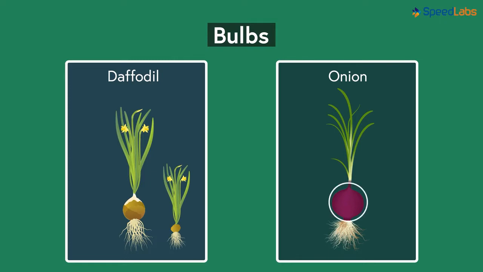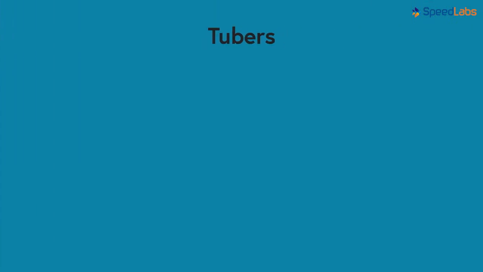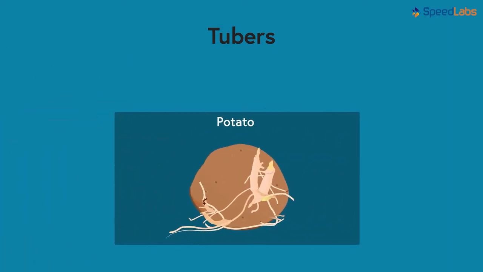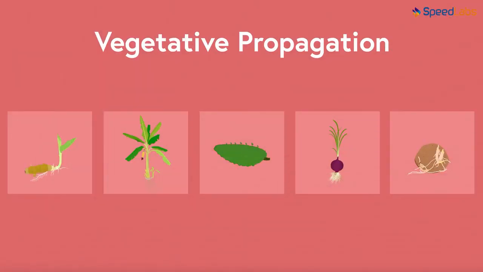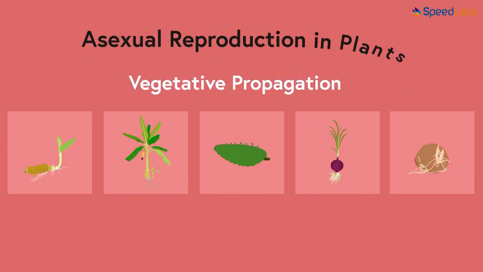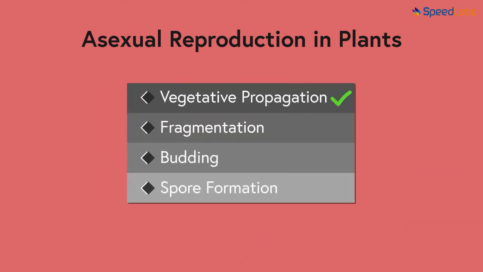Now let's get to the next type, that's the tubers. Any idea what tubers are? Well, let me give you a hint. Have you seen potatoes? They are nothing but tubers. So basically, tubers are swollen underground parts that also act as storage organs. These can develop into new plants with the help of the buds that arise on their surface. This was about vegetative propagation, the first type of asexual reproduction. Next, let us talk about the other types in the list of asexual reproduction.